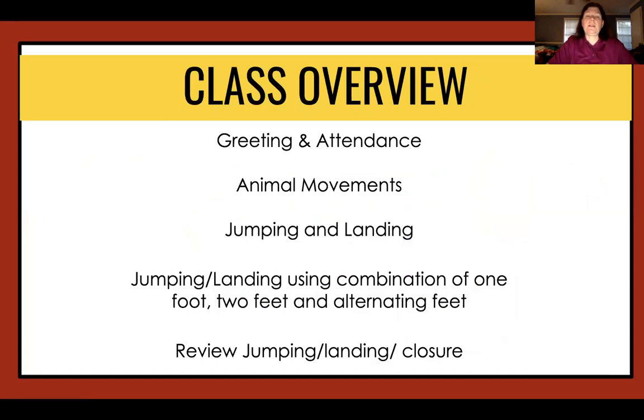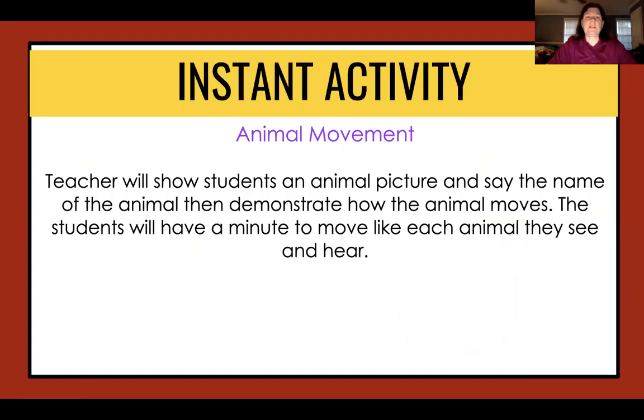So what we're doing today is we're doing animal movements. We're jumping and landing using combinations of 1 foot, 2 feet, and alternating feet. And at the end, we will review jumping and landing. So our instant activity today is animal movements. The teacher will show students animal pictures and say the names of the animals and demonstrate how the animal moves. The student will have a minute to move like the animal they see and hear.